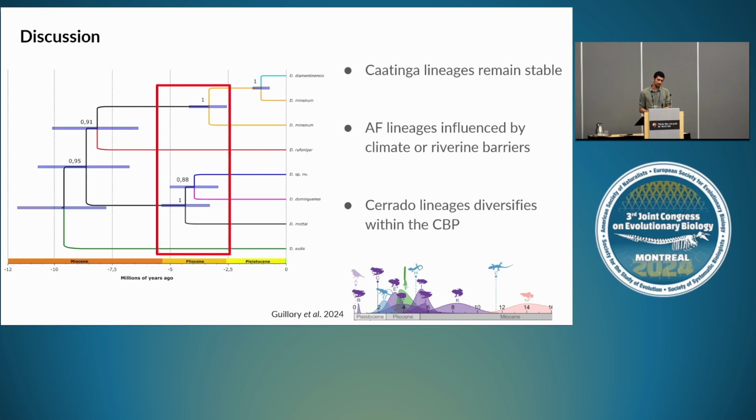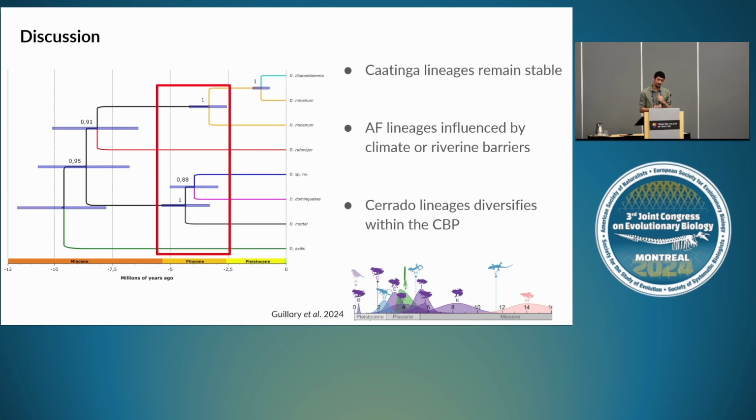Another pattern that we can see is that the Atlantic forest lineages divide into a northern and southern part of the Atlantic forests, but the diversification is a little bit before the Pleistocene fluctuations, so we believe that riverine barriers have an impact on this pattern.